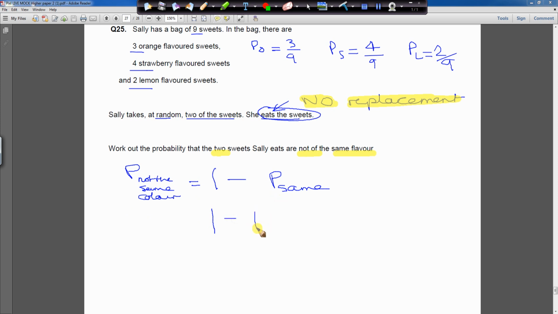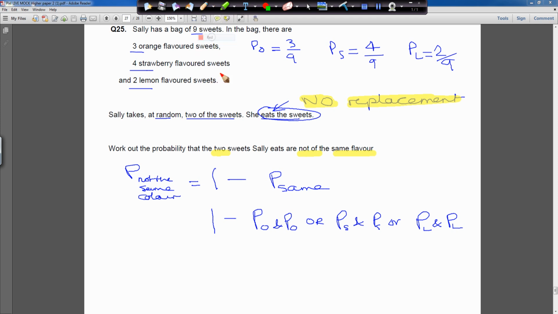Now, the probability they will be the same means the probability it will be an orange and the probability that we'll have another orange. Or the probability that it will be a strawberry and another strawberry. Or the probability of a lemon followed by another lemon. Now, this is very important. Write down the idea. And from this idea, we can see what the symbols, ands and ors, mean, and translate this probability language into mathematics.